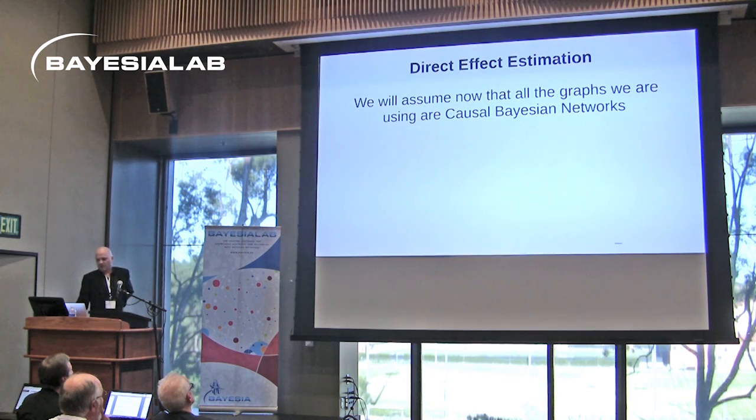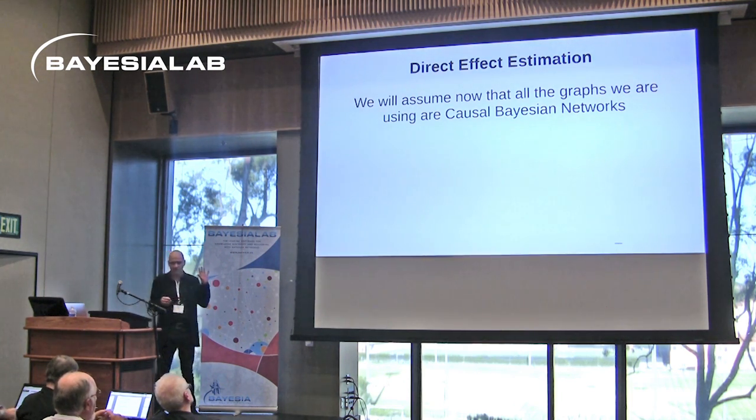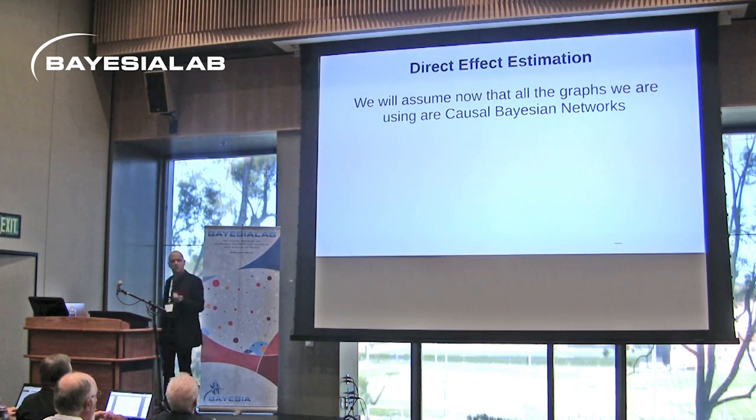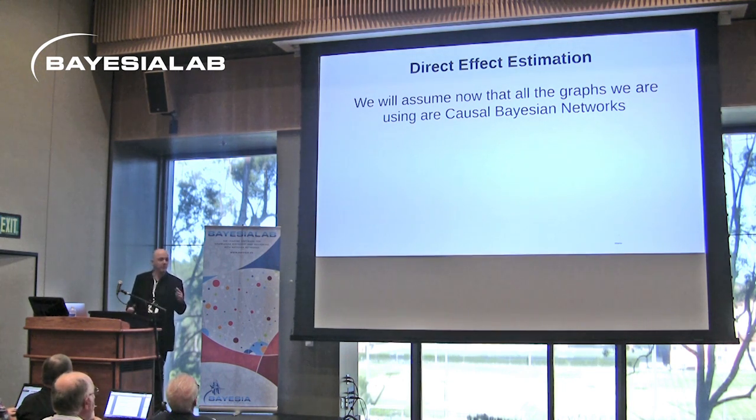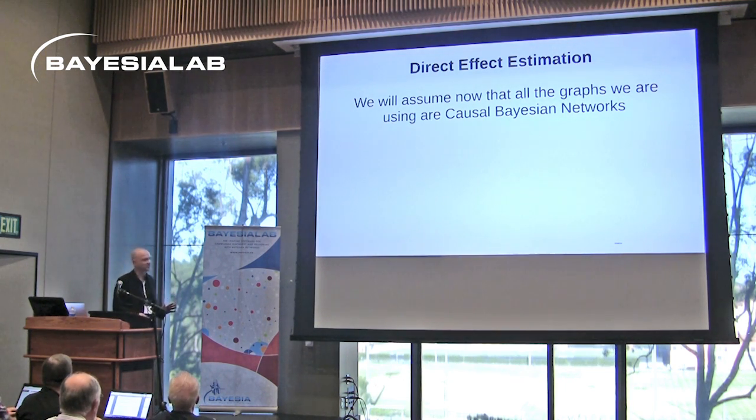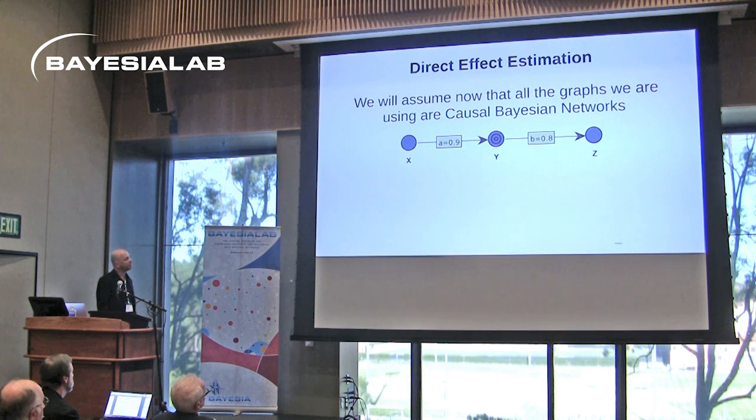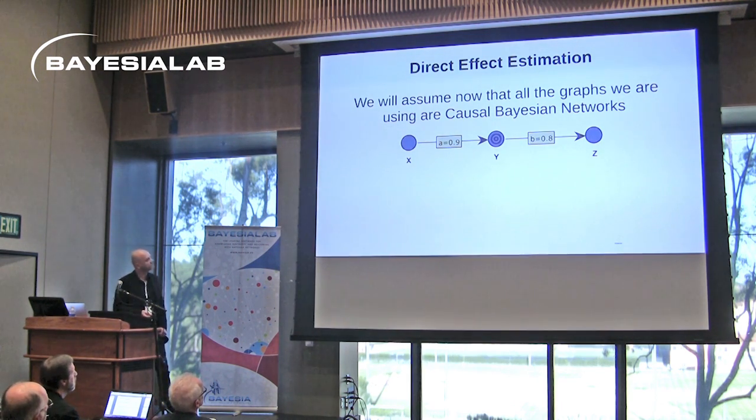And then, how do we estimate this direct effect? We now assume that all the graphs you will see, so as you can see, these are Bayesian networks, are causal graphs, which is a strong assumption that I'm usually never using. But here, everything you are seeing is causal. In this graph, x is a direct cause of y, and y is the cause of z, with the coefficients a 0.9 and b 0.8.